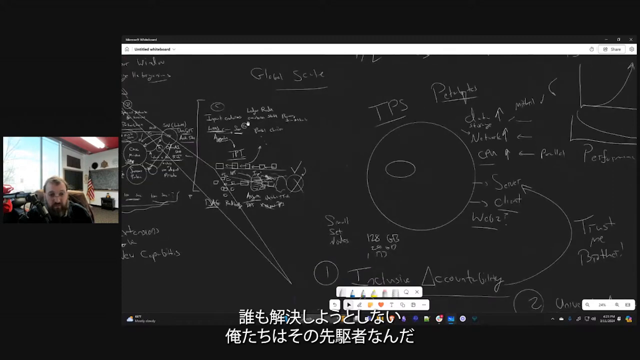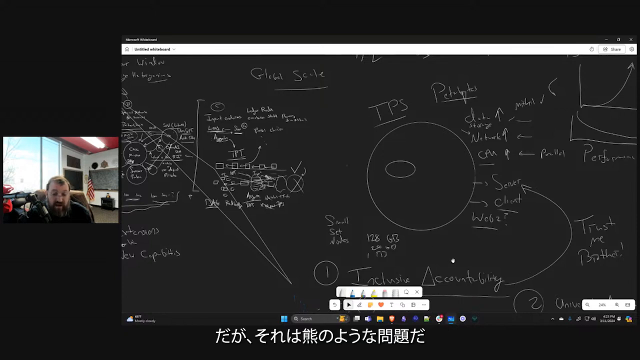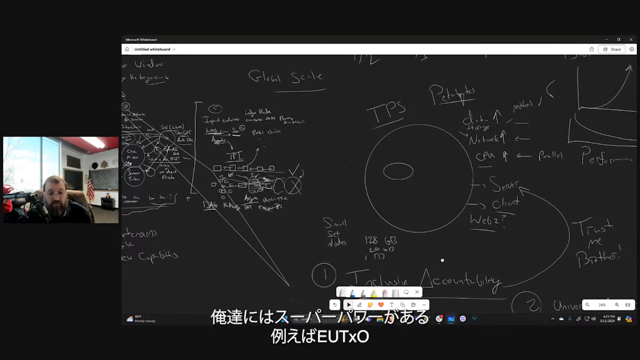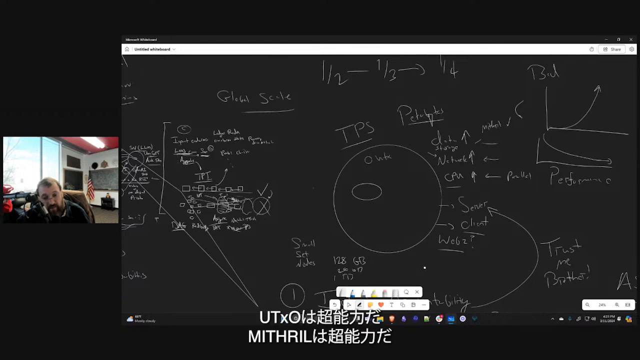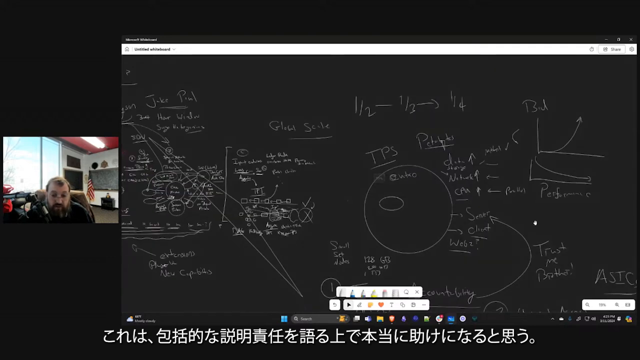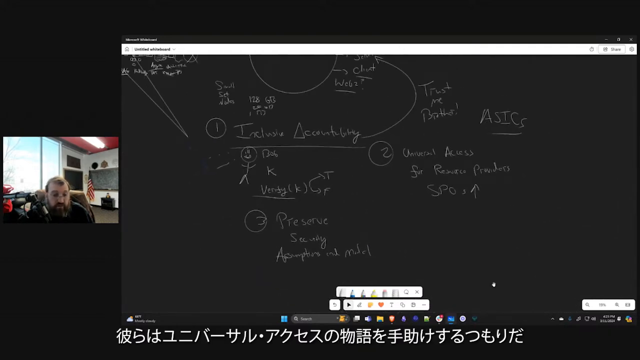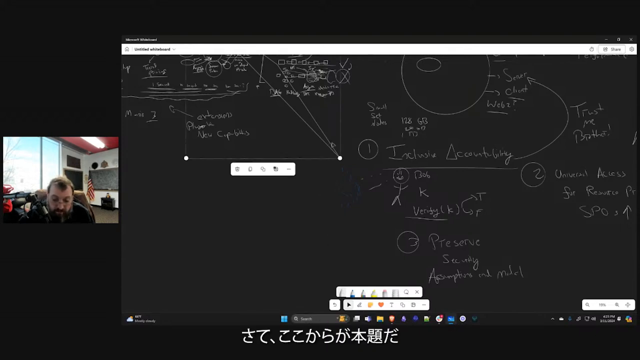And we're ahead of the pack in terms of the theory and science for how to resolve and solve these types of things. But it's a bear of a problem. And we have certain superpowers, like, for example, extended UTXO is a superpower. Mithril is a superpower, and other things that I think are going to really help the story of inclusive accountability. They're going to help the story of universal access, and also going to preserve and protect the security assumptions and model that we have.